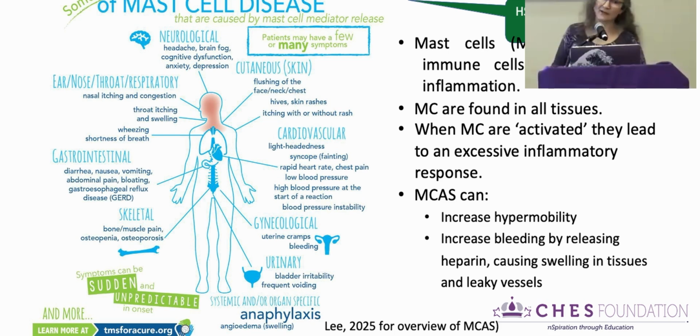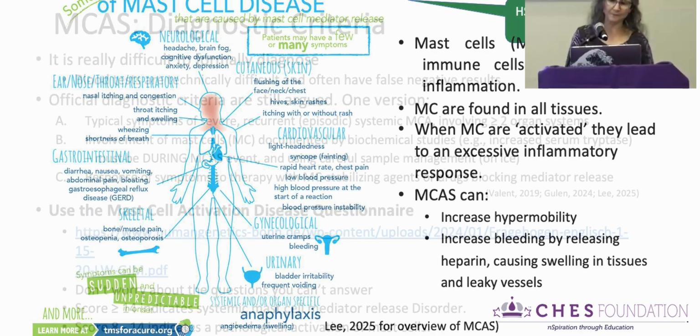We believe that mast cell activation can actually increase the hypermobility. We believe that it may actually degrade the connective tissue, that the inflammatory chemicals, the inflammatory soup, might actually make people more unstable. We also believe that it can increase bleeding. So mast cells, in addition to releasing histamine, release heparin, which is a blood thinner, and they lead to leaky blood vessels. So a couple of other reasons why they can contribute to bleeding.